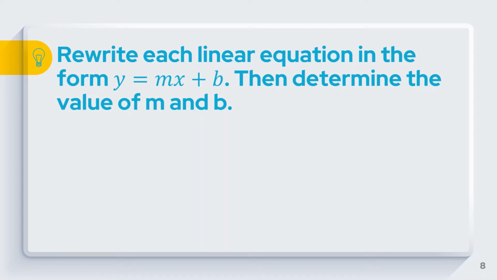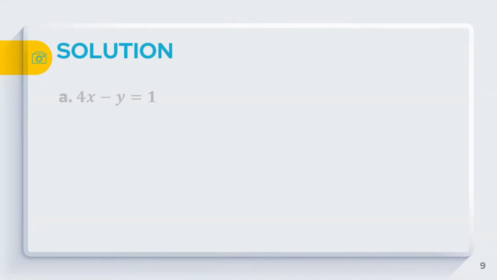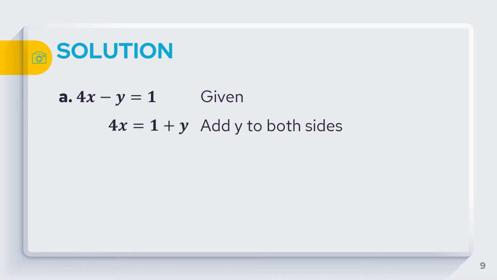Rewrite each linear equation in the form y = mx + b, then determine the value of m and b. I have here 4 examples and let's solve. Our given is 4x - y = 1. To solve the given example, we have to transfer negative y to the other side, and what we're going to do is to add it to both sides.